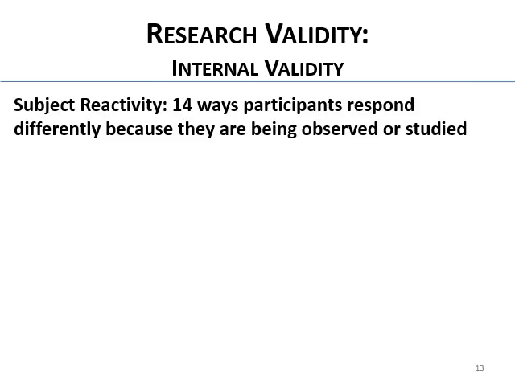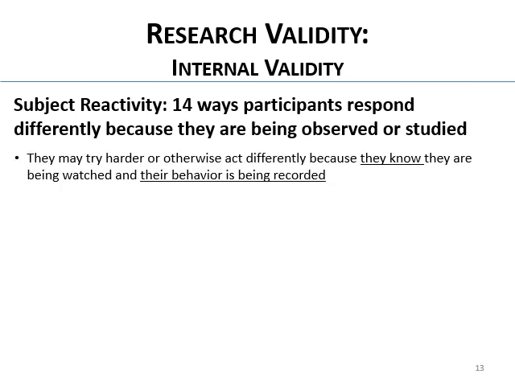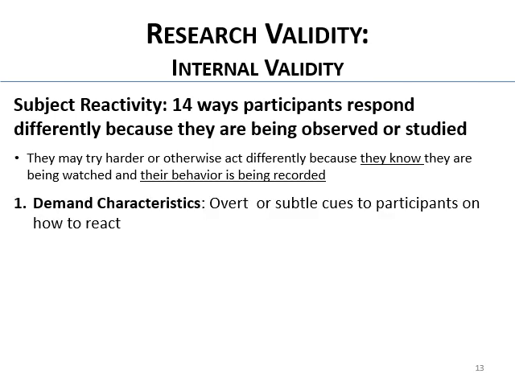So the next major topic is subject reactivity. And there's 14 of these, and there are ways that participants respond differently in a study because they're being observed or studied, usually because they know it. So sometimes what happens is they try harder or they react differently because they know they're being watched and that their behaviors are being recorded.